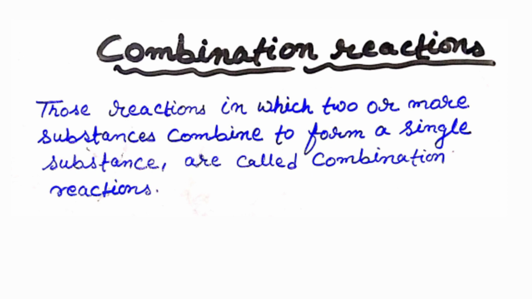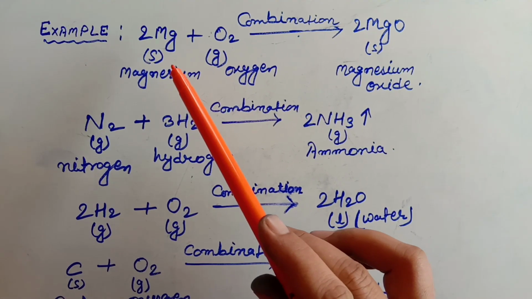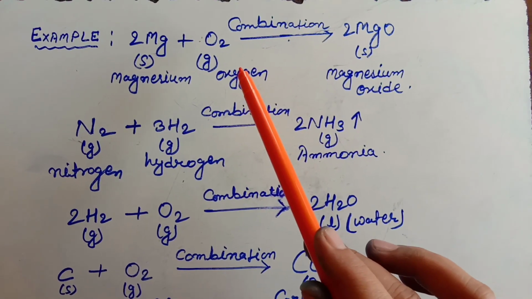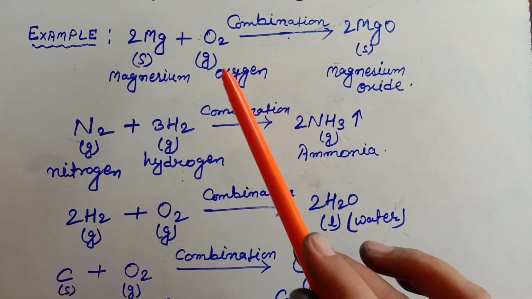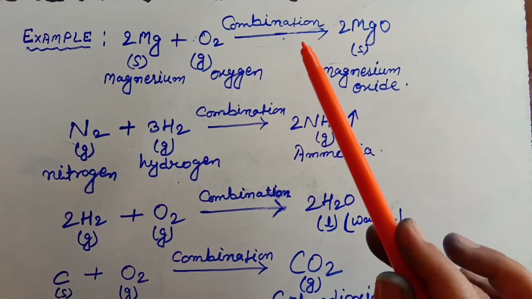So the first reaction, what is it? Combination reactions. See what the combination reaction is. Those reactions in which two or more substances combine to form a single substance are called combination reactions. See here, dear students, these are all examples of combination reactions. As per the definition, when two or more elements chemically combine together to form a new substance, this process is said to be combination.